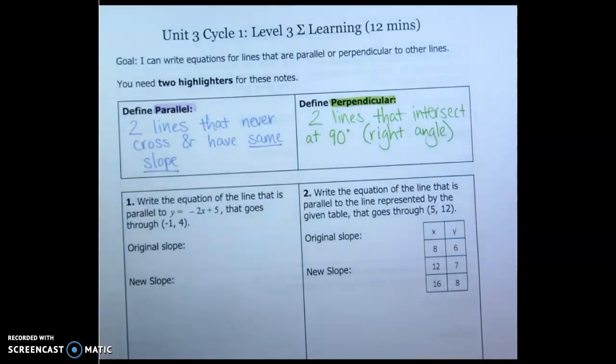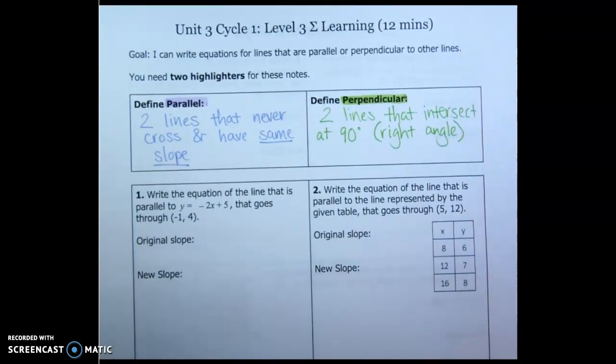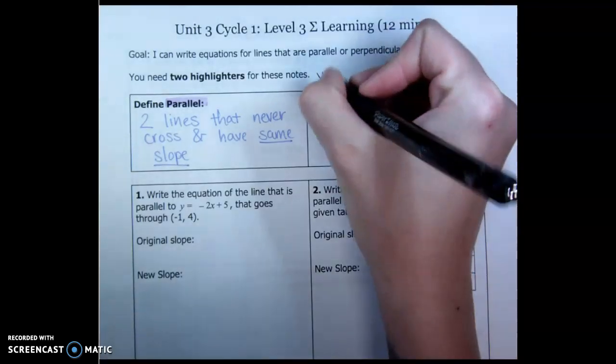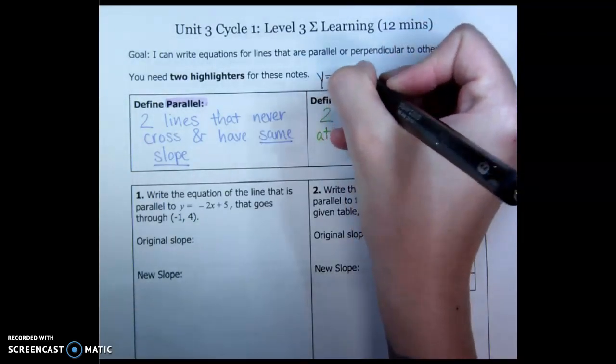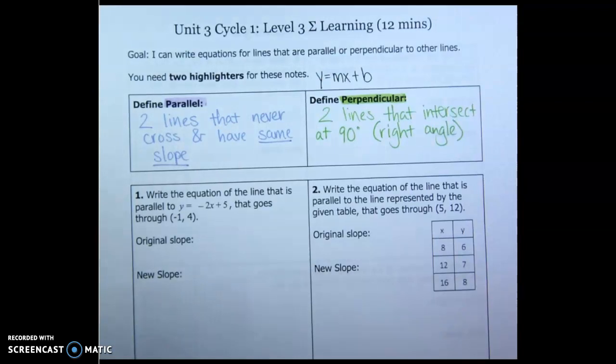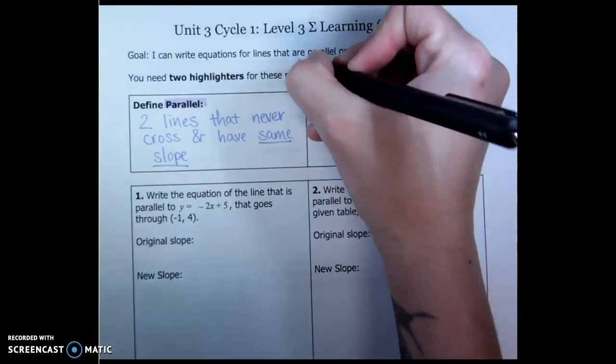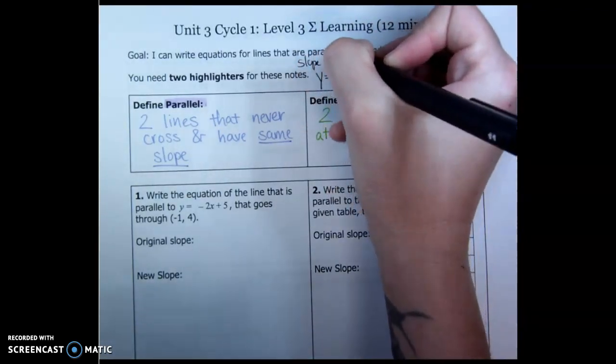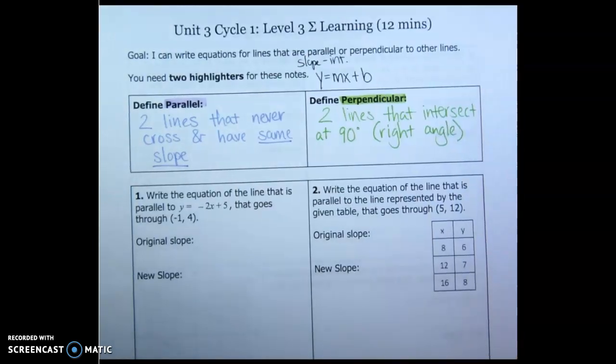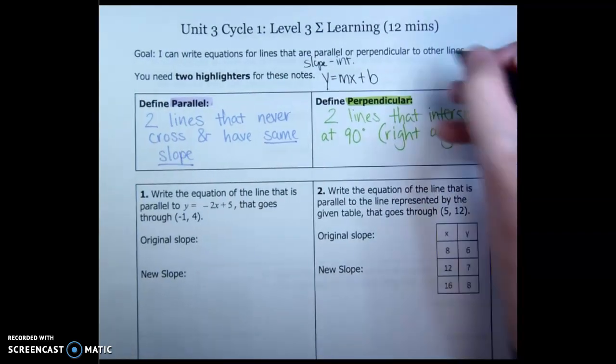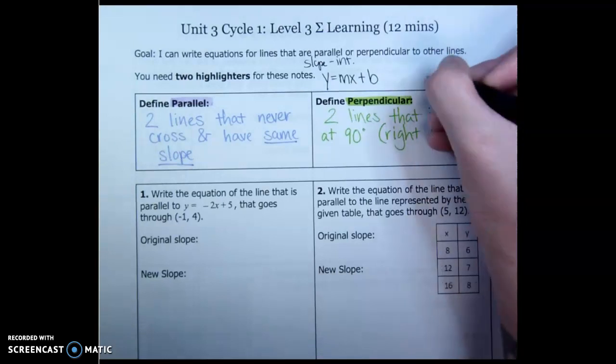Alright, write the equation of the line that is parallel to y equals 2x plus 5 that goes through negative 1, 4. I'm going to pause right here. We're going to write 2 equations at the top. This is the one that we know and love. This is called slope-intercept. We always want to end in slope-intercept. The other one we're going to write is point-slope.